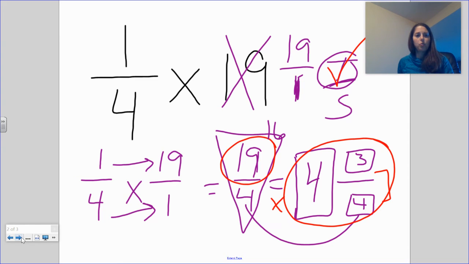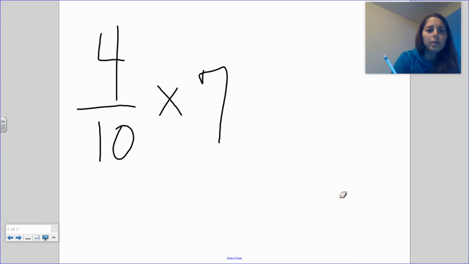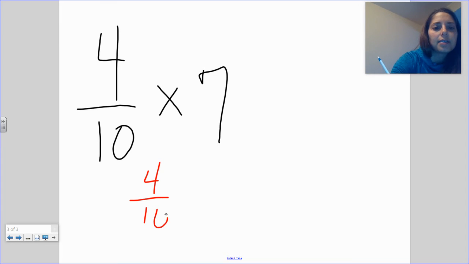Okay, I'm going to do one more example. Holy moly, I wrote really big for this one. So we have 4/10 times 7. So the first thing I'm going to do is I'm going to rewrite this. 4/10 times. And instead of writing 7 as a whole number, I'm going to write 7 as a fraction.